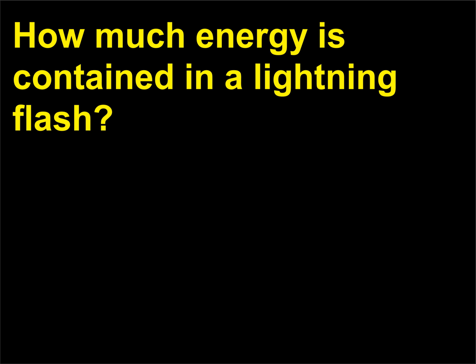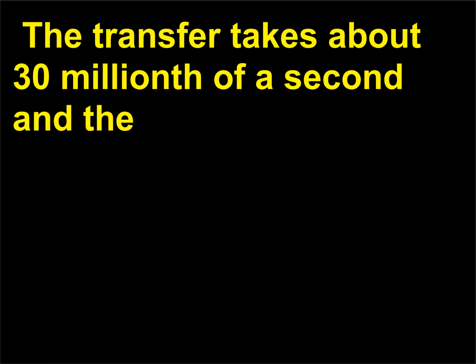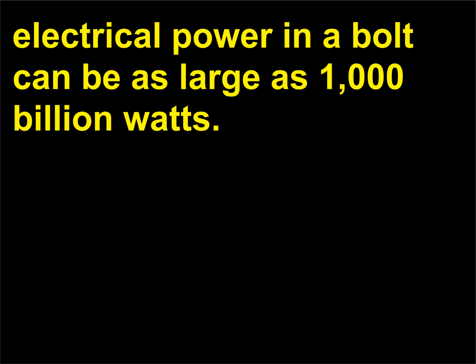How much energy is contained in a lightning flash? An average lightning bolt transfers about 5 coulombs of charge and about 500 million joules of energy. The transfer takes about 30 millionths of a second, and the electrical power in a bolt can be as large as 1000 billion watts.